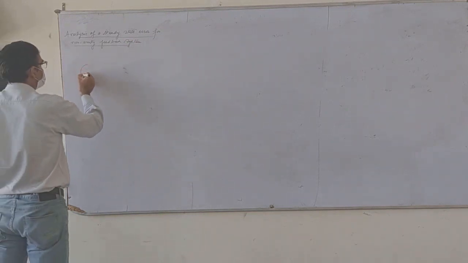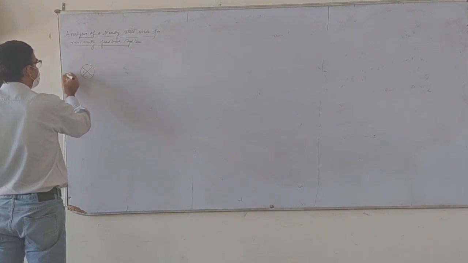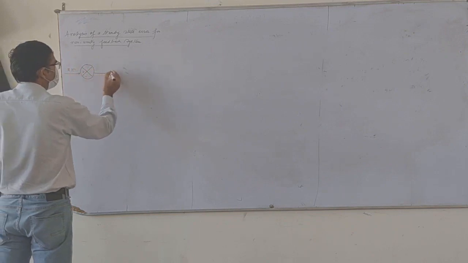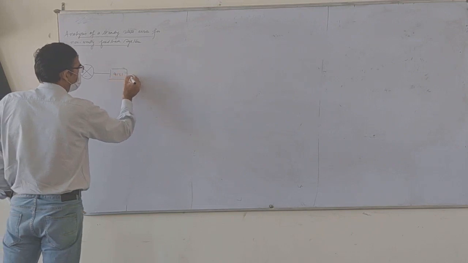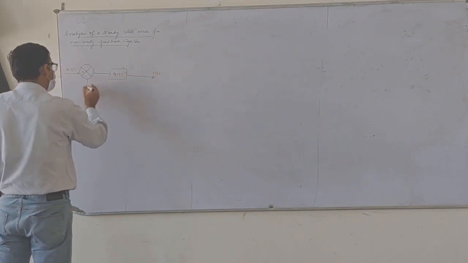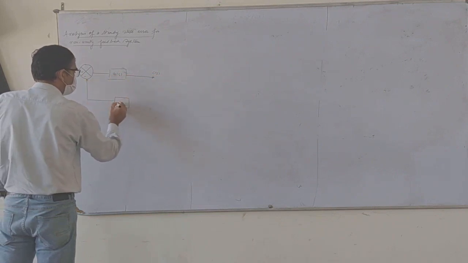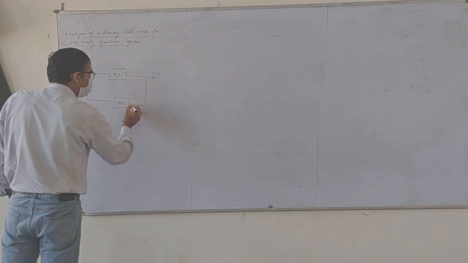So let me draw a non-unity feedback system. In the transform domain, this is my input R(s), this is G(s), and of course there is negative feedback. It's not a unity feedback. In non-unity feedback, we are getting H(s) here.